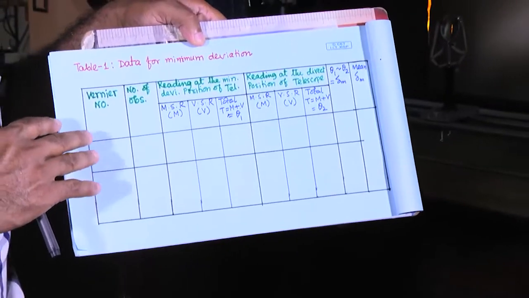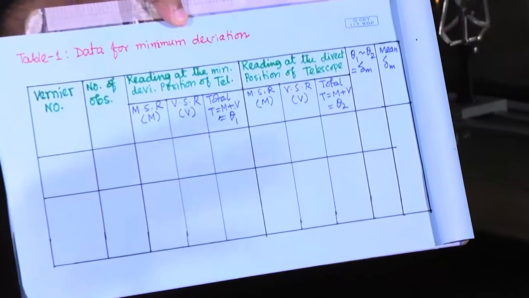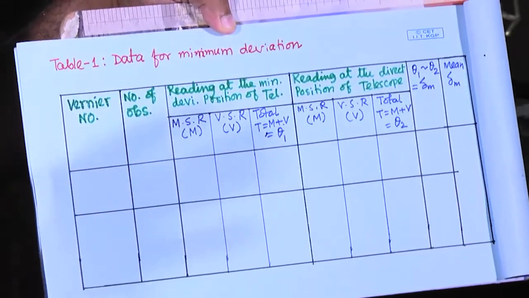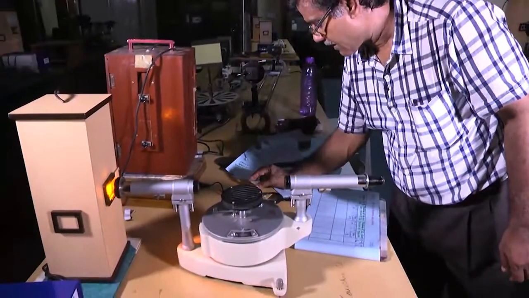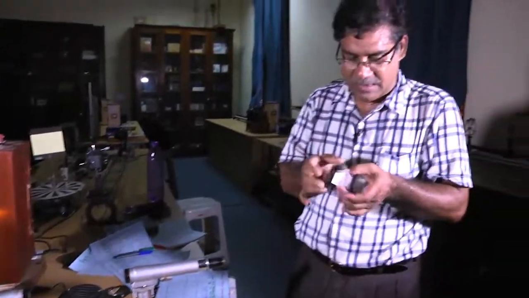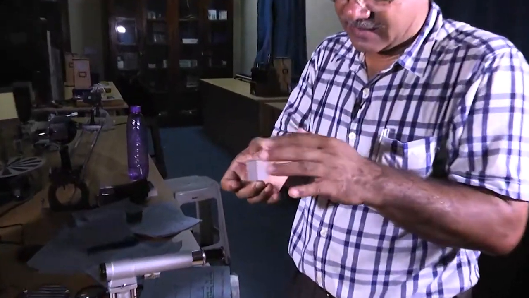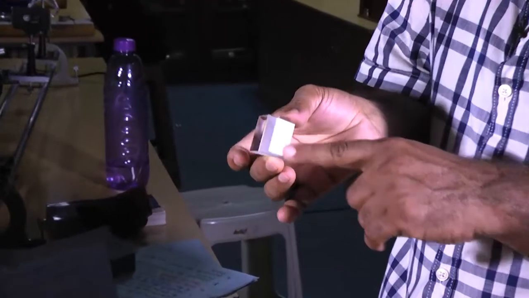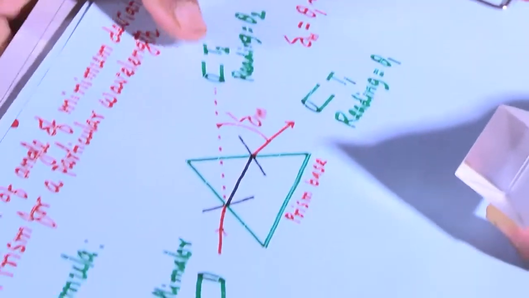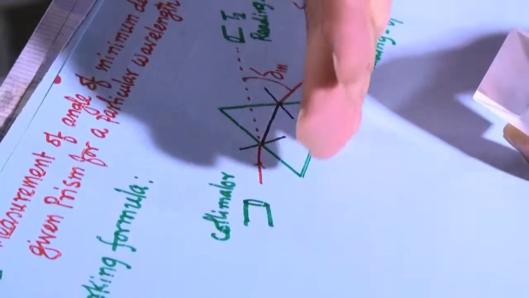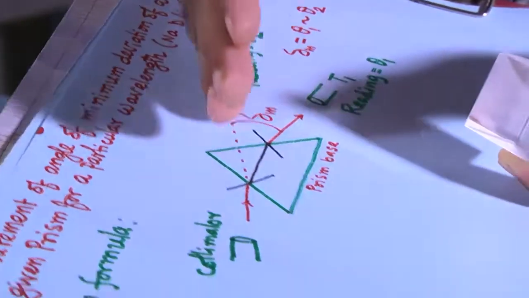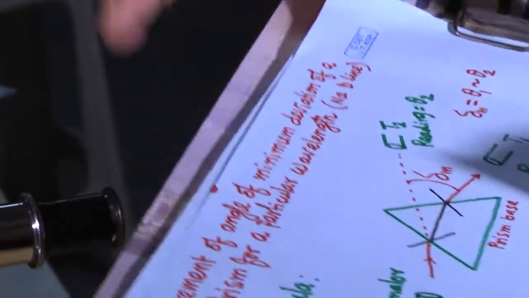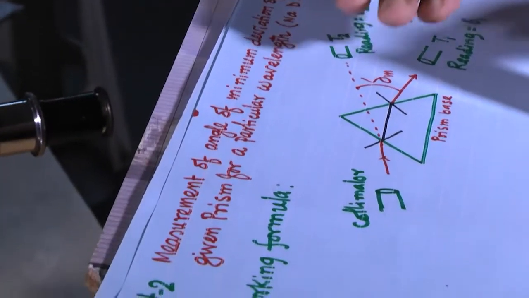First I have to get the minimum deviation position. I have taken the same prism. This is the apex and this is the base, you can guess from here. This is the collimator. You can see this collimator and the base of the prism are almost parallel, just from the figure you can guess.